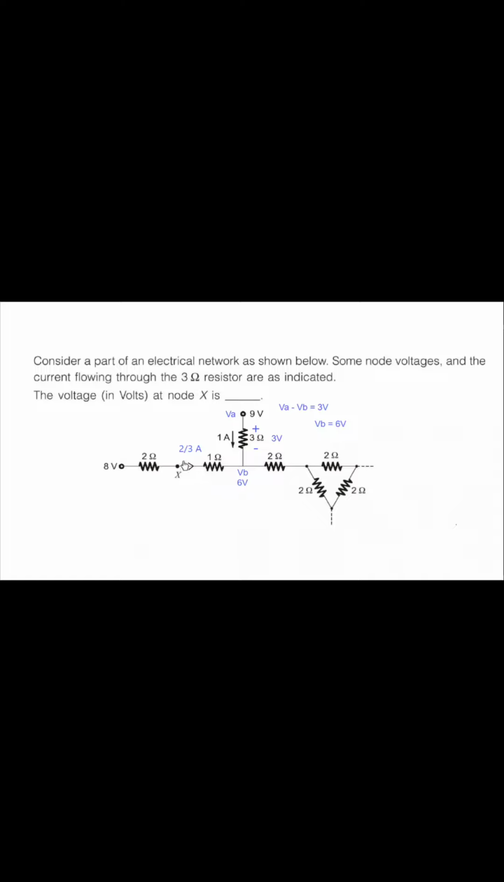Similarly, we can take the 2 by 3 amperes and multiply with the 2 ohm resistor and obtain the voltage drop across this resistor and then subtract that value from this 8 volt, just like we did here. So either way, we're going to get the value as 20 by 3 volts.